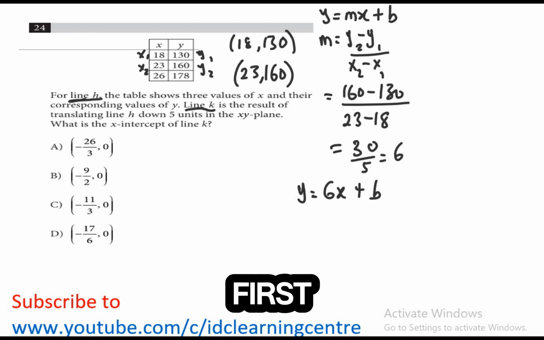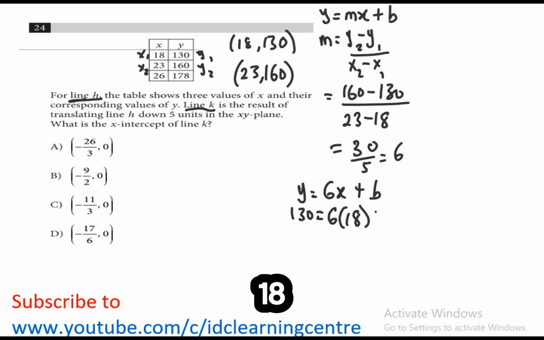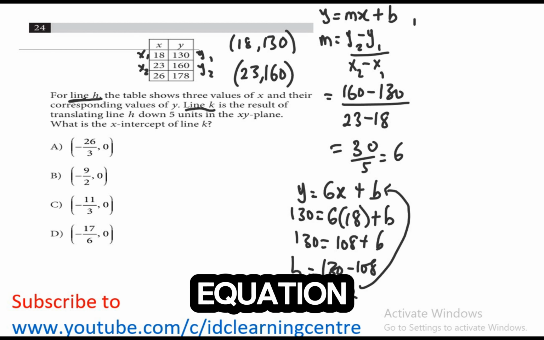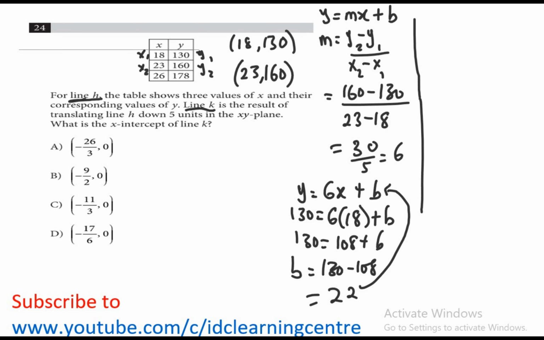So I'll pick the first one, (18, 130). So y is 130, and then x is 18. So 6 times 18. So I can find my b. So 130 is equal to 108 plus b. So b will give us 130 minus 108. So that will give us what? 22.